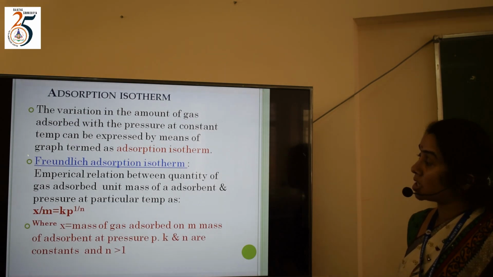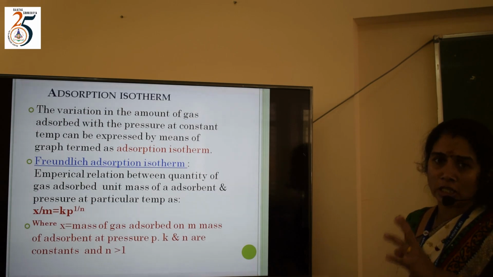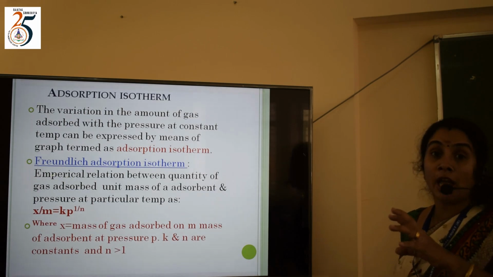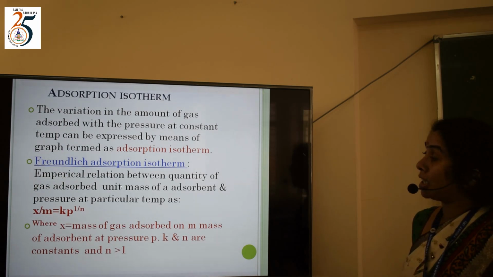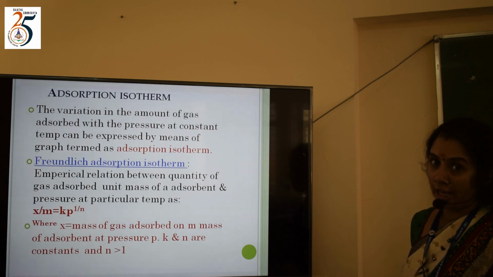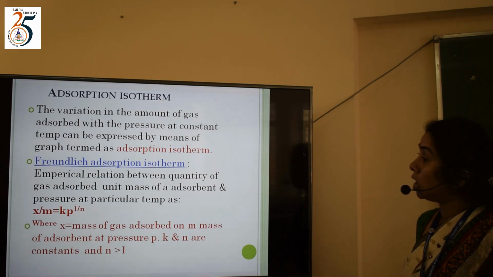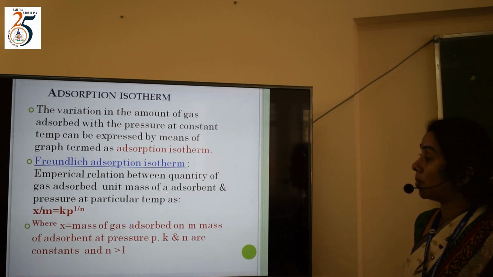So one such adsorption isotherm is the Freundlich adsorption isotherm. For the Freundlich adsorption isotherm, a detailed study is not there for you in the syllabus. We shall highlight the points. Here, first let us discuss the empirical relation given by the scientist Freundlich between the quantity of gas adsorbed in unit mass of adsorbent and pressure at a particular temperature, as x by m is equal to k p raised to 1 by n.